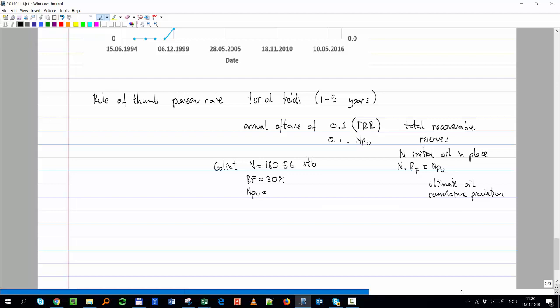How much is that? Need someone with a 54, right? And then what I will be producing annually in a year is 54 e to the 6 times 0.1. That's how much I will be producing in a year. How much is that? 5.4.